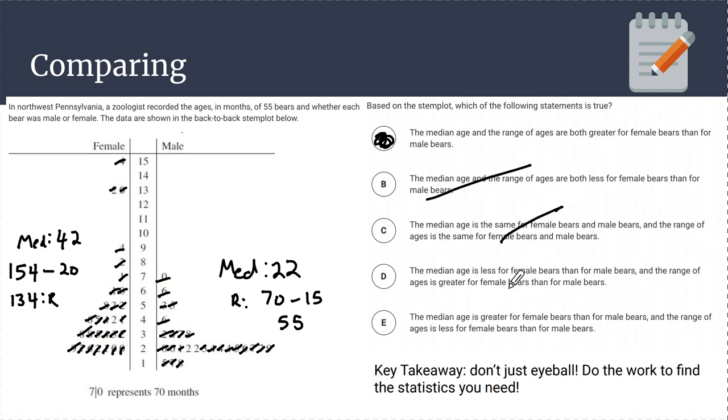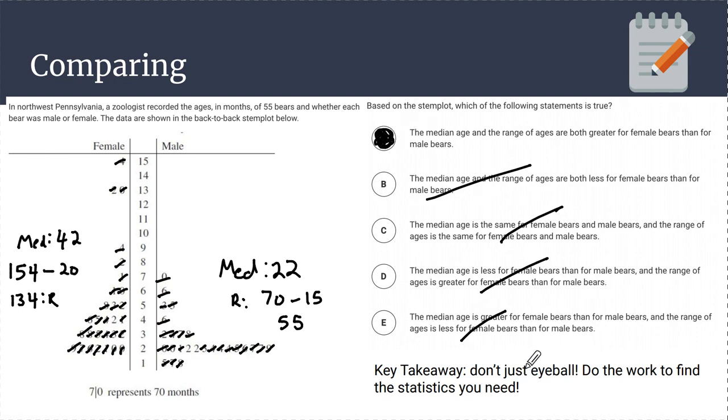The median age is less for female bears than for male bears. That's not true. The median age is greater for female bears. That is true. And the range of ages is less for female bears. No. Median and range are both greater for female bears. And so answer A here.